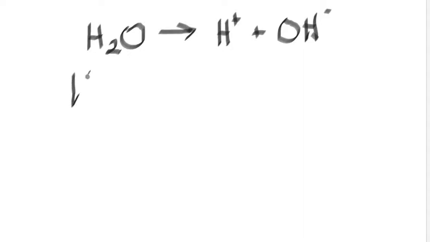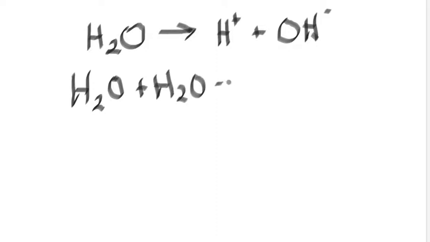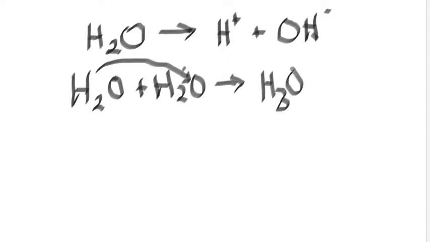So another way to show that is to put two water molecules in our equation, like this. And what happens is one of these hydrogens ends up going over to the other water molecule, and you end up with an H3O ion, which we've already said is essentially the same thing as our H ion and our hydroxide. That is called the self-ionization of water. Okay?